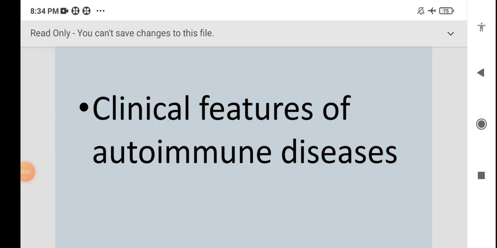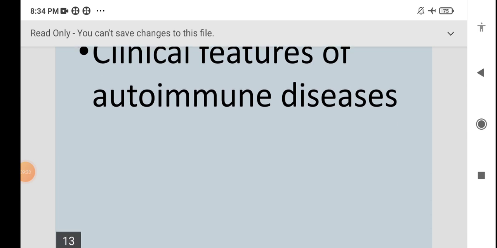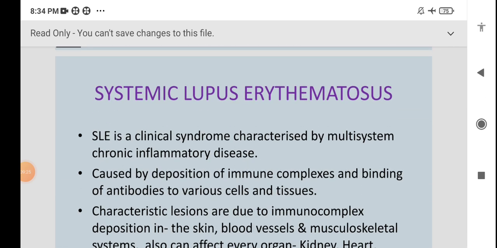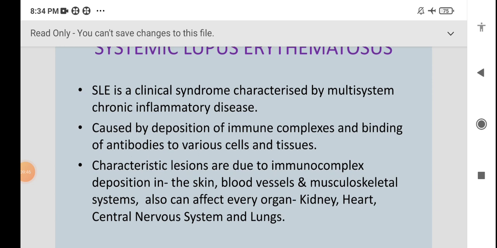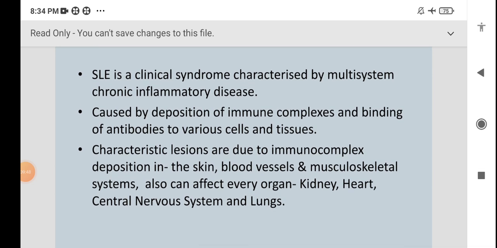Now, clinical features of autoimmune diseases. So, first and foremost, we'll start to deal with individual diseases, the important one being systemic lupus erythematosus. So, individually, it can be asked as a 5 marks question or a 3 marks one. The chunk of this answer can even form the answer for a 3 marks question.